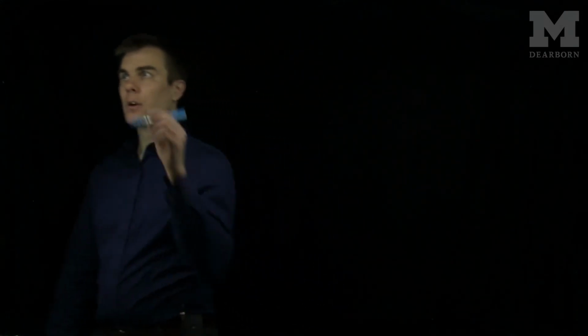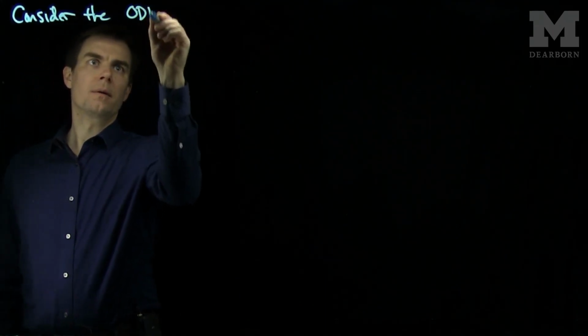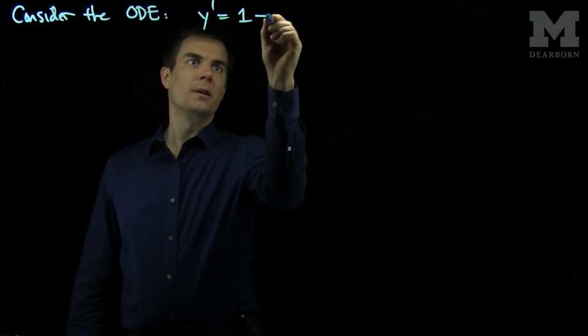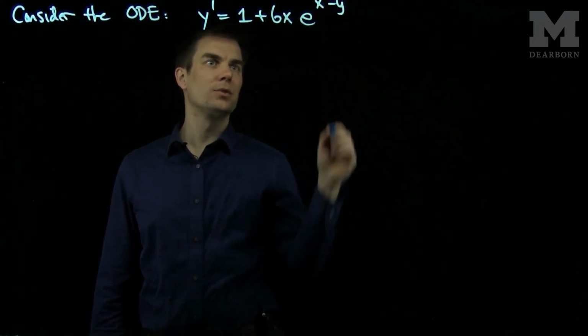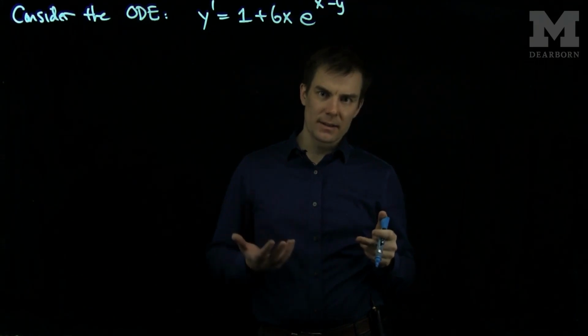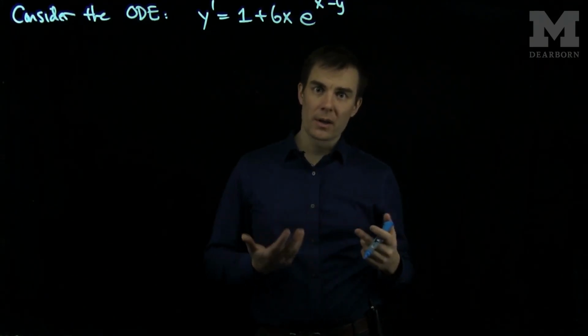Hello students, in this video we'll see how to solve a differential equation when there's a substitution that's suggested by the equation itself. So let's consider the ODE y prime equals 1 plus 6x e to the x minus y. This equation is not exact, it's not linear, it's not separable, so we need to examine the equation more carefully to figure out how we can approach it.